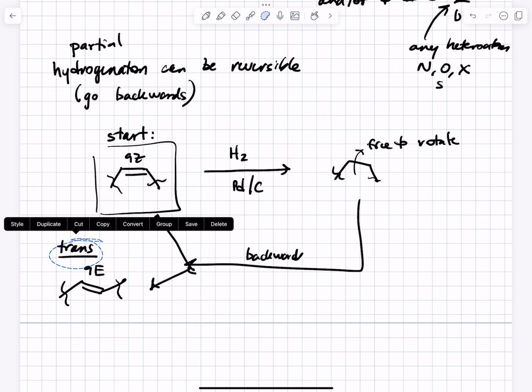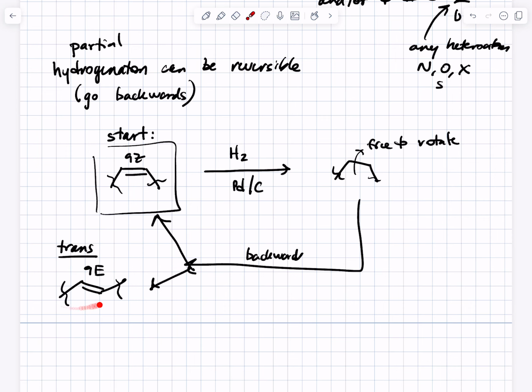And the problem with that is that the trans configuration is not ever found in nature. Natural vegetable oils don't have trans double bonds. Okay? So if you've heard about trans fats, have you heard about that before? People have told you. The most common context, I think, is it's now on food labels.